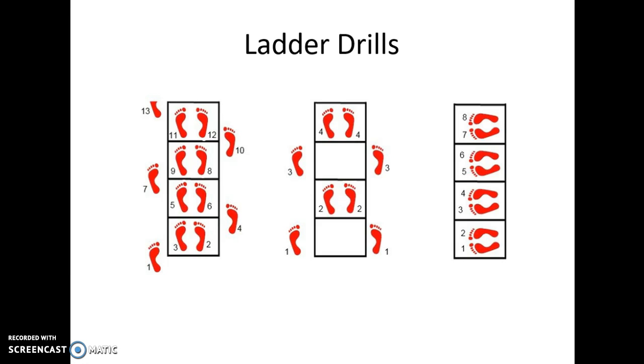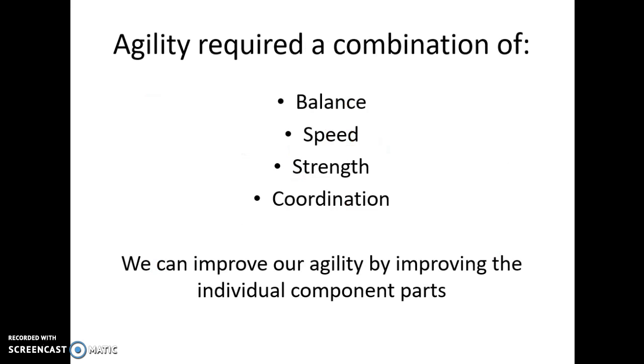And the easiest way to do this in the exam is actually just to draw a ladder like this. Obviously, don't bother drawing real feet. Do little crosses or circles or whatever and number them. So it's really clear to an examiner what your ladder drill is. The other option for improving agility is improving one of the composite skills that make up agility.